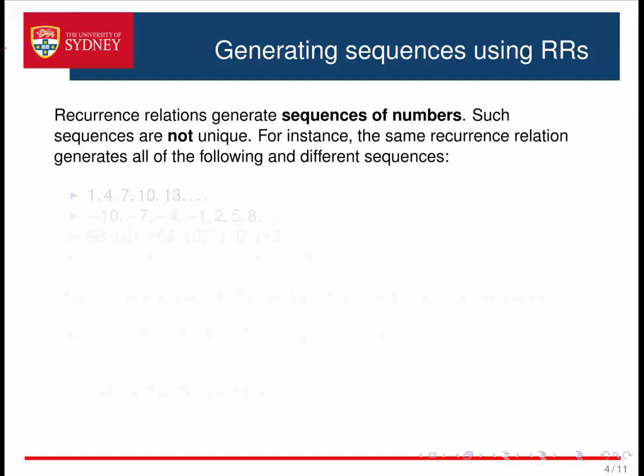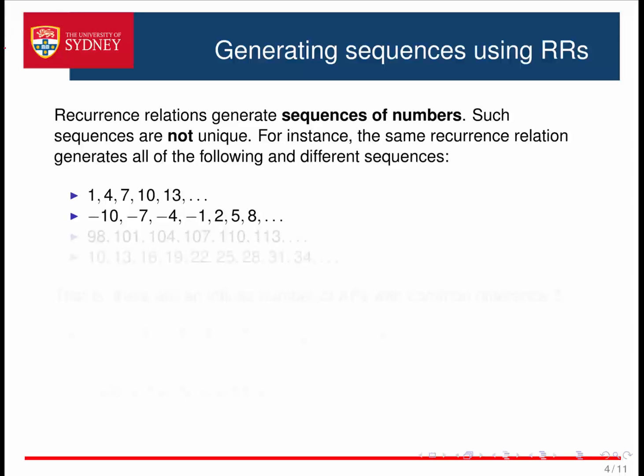Let's consider the same recurrence relation, but drop the condition that we have to start with 10 members. That is, our initial term x0 can be anything. Thus, the recurrence relation xn plus 1 is equal to xn plus 3 can generate many sequences of numbers, depending on x0. For example, if x0 is equal to 1, we generate the sequence 1, 4, 7, 10, 13, and so on.